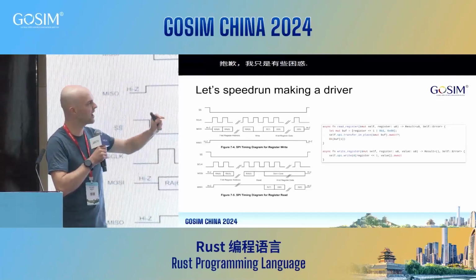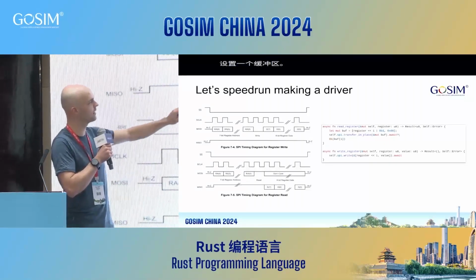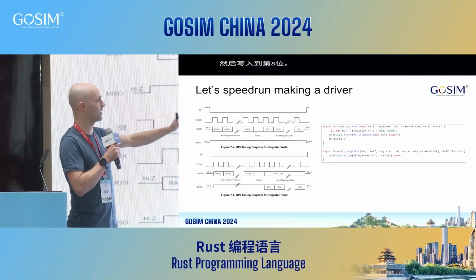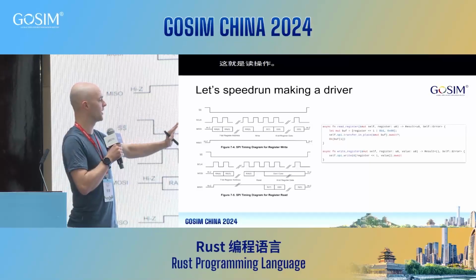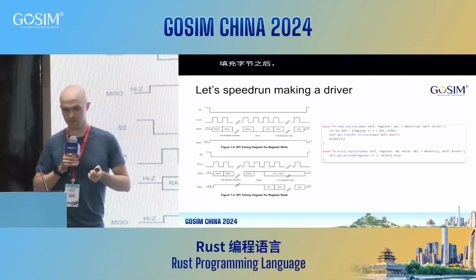We make some dummy data, then we do a transfer, and then in the dummy byte, our data will be set and we will return it. And for write register, we do the same thing. First 7 bits are the register, we'll leave the 8th bit at 0, and then we'll write the value. It's really simple.